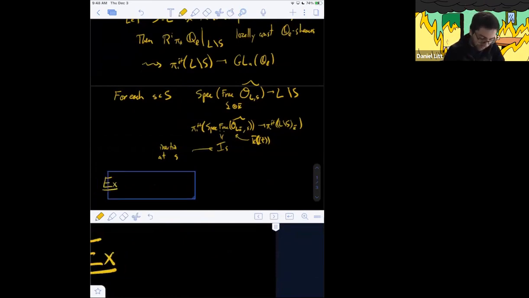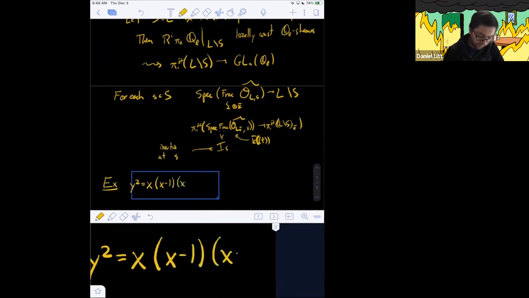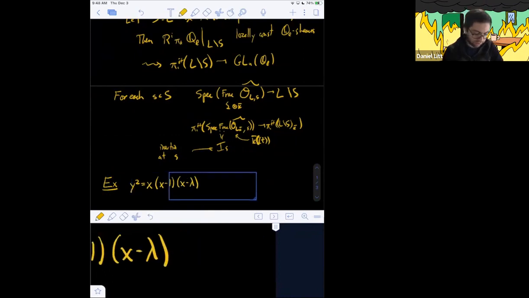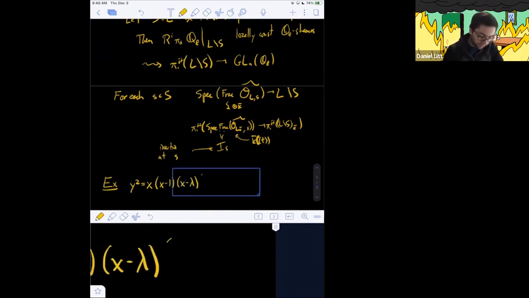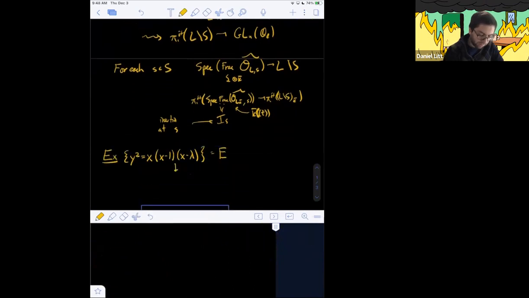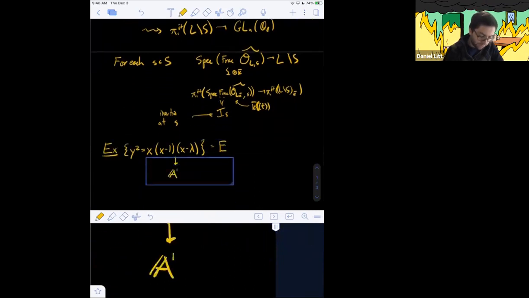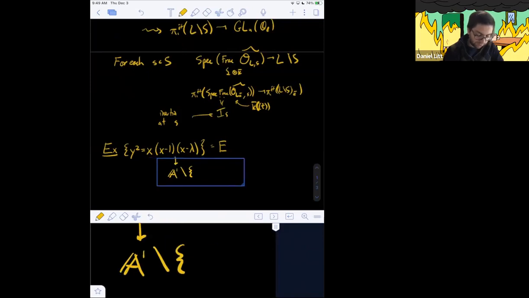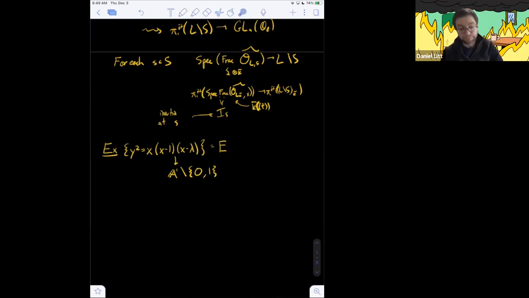So the explicit situation we're going to look at is the family of elliptic curves y squared equals x times x minus 1, sorry, x minus 1 times x minus lambda. So this is an affine model. This is a family of elliptic curves, which I'll call E, and it maps to the affine line, and it has singular fibers at 0 and 1. This is called the lambda family of elliptic curves. This is an example of a Lefschetz pencil.